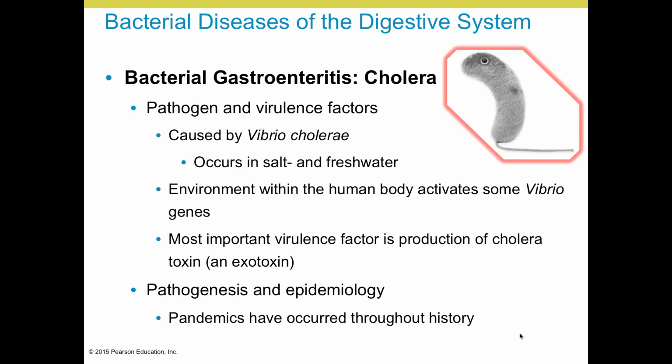Vibrio cholerae. Well, this one causes cholera. You have heard about cholera. This pathogen is found in water, both fresh and salt water. We have had many outbreaks of cholera in recent decades, and basically the production of cholera toxin is what causes the epidemics. And again, these pandemics have occurred throughout history.